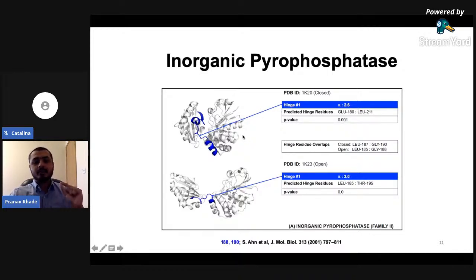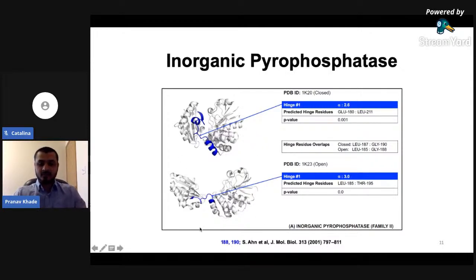An important thing to note here is that the protein is in two conformations, but it is the same protein, and the hinges predicted in both conformations are overlapping. So the important thing is, given any structure in any conformation, you can predict which part of the protein is going to be flexible and which parts are going to allow the protein to move or to act as a hinge. And that is a very important piece of information to have.